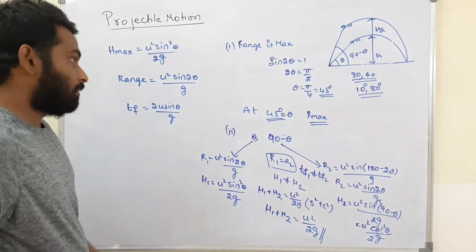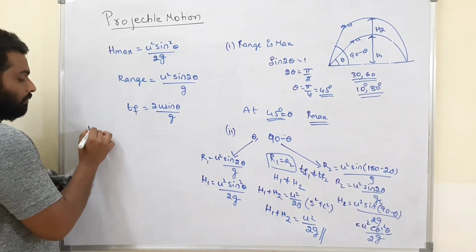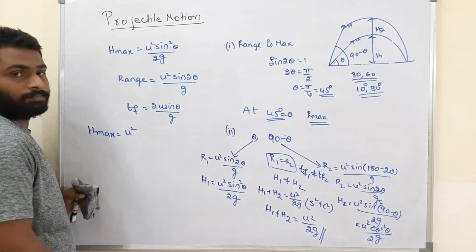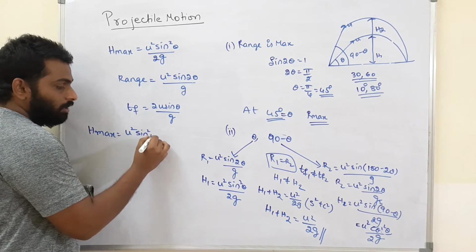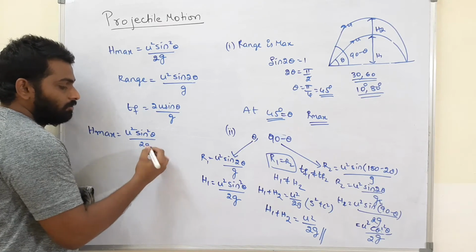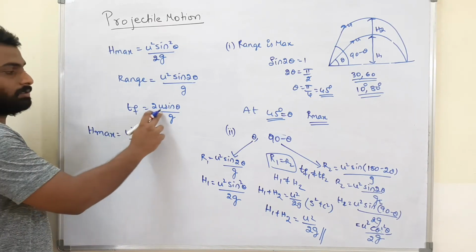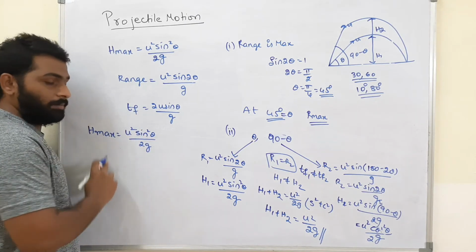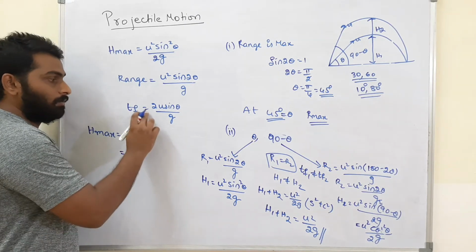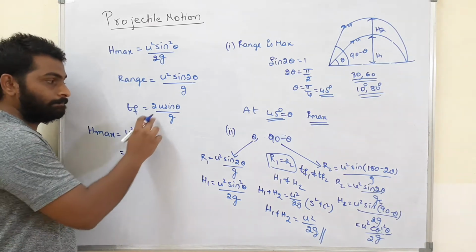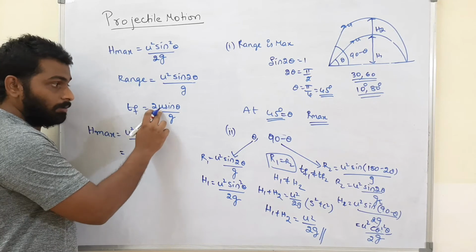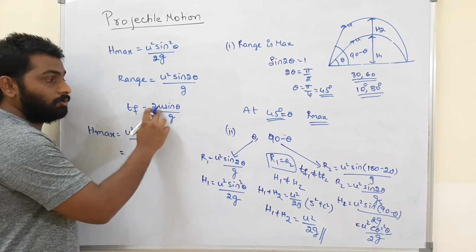Okay, well and good. Now, H max, that is u square sine square theta by 2g. What is time of flight? This is time of flight. Now, can I find the relation between time of flight and maximum height? Okay, I can find it. What is time of flight? Time of flight is nothing but 2u sin theta by g.